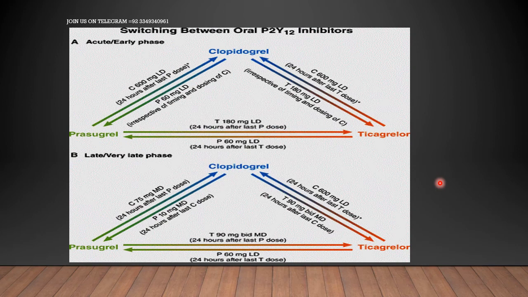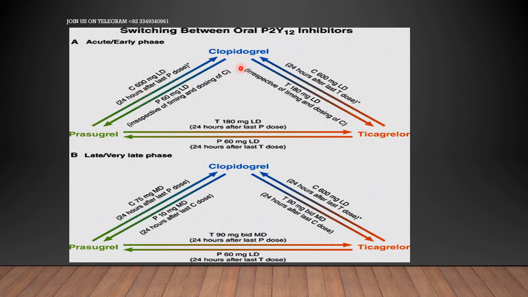So this is the switching between oral P2Y12 receptor inhibitors. This is the acute phase, that is the first 24 hours or beyond the first day to the first month. And we can see that if you need escalation with prasugrel from clopidogrel, then give a prasugrel loading dose irrespective of the timing and dosing of clopidogrel. And if you have to de-escalate from prasugrel, then you have to give a loading dose of clopidogrel 24 hours after the last prasugrel dose.